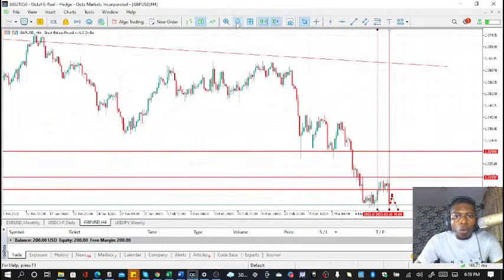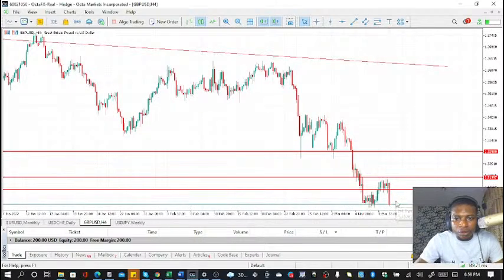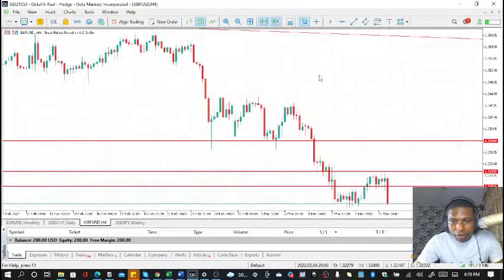Now what do you want to do as a trader at this region? For me, I would look out to setting my sell limit at this level, right? I'll put my sell limit at, I don't know if you can see it or my chart is covering it again. Let me zoom in.